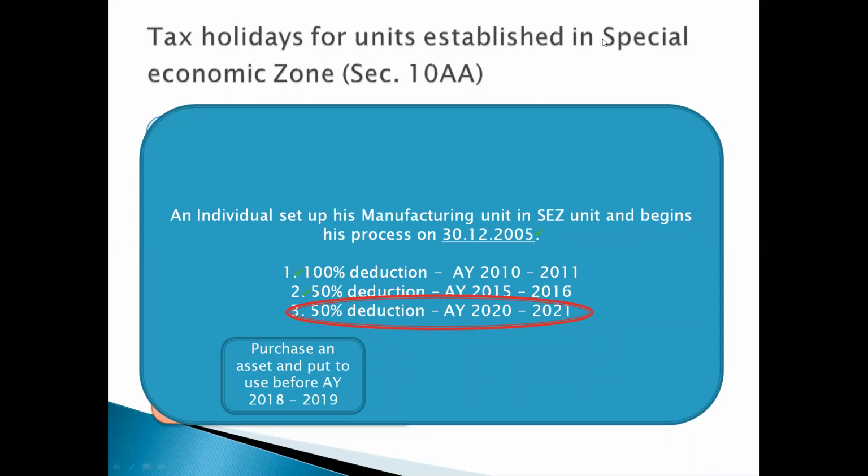which is the Special Economic Zone Reimbursement Reserve Account. The same has to be used for purchase of an asset and put to use before 3 years from the date of creation of this original reserve account. So 3 years from assessment year 16-17. Now the asset has to be put to use within assessment year 18-19.